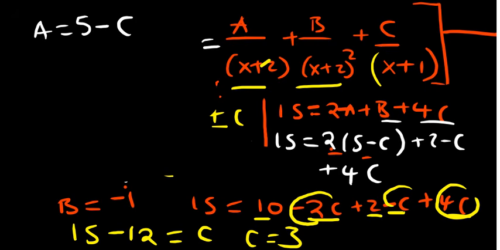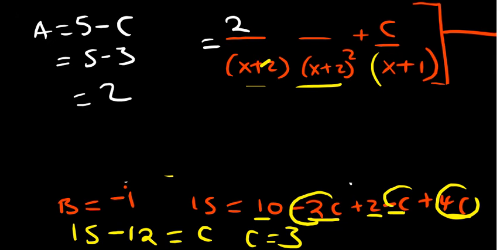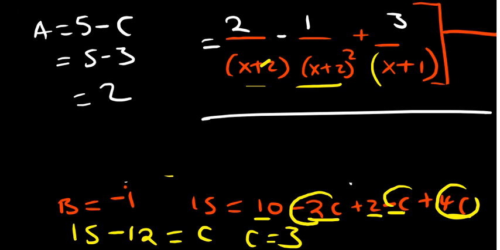So we found the value of a, b, and c. All we have to do is just plug in. So our a is what? Our a, we've said, is 5 minus c. So 5 minus 3, which is going to be 2. Then what do we have for our b? Our value of b is minus 1, so that sign over there will become a negative. Then what value do we have for our c? Our c is equal to 3 there. So we've resolved that into the partial fractions. Okay.